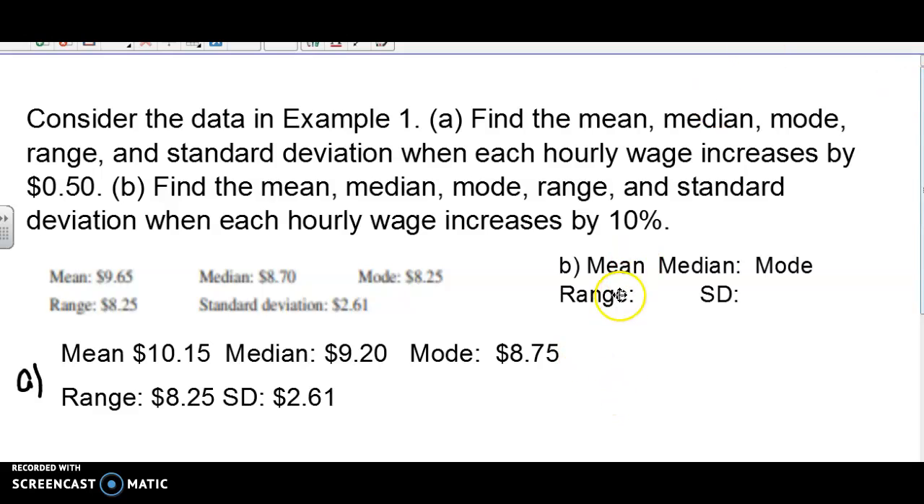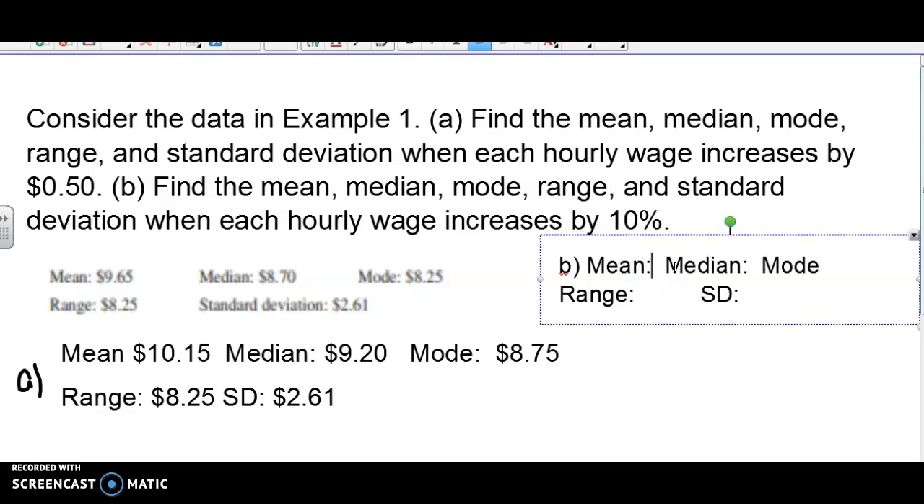Alright, and for B, I'll just put that there. So we have to find the mean, median, mode, range, and standard deviation when each hourly wage is increased by 10%. So when it's multiplied, that means that everything gets multiplied. Since it's increasing by 10%, we can multiply each one of these values by 1.1. That would be increasing it by 10%. If you wanted to, you could multiply it by 0.10 and then add it to the original value. That's another way of doing it, but a faster shortcut is to multiply each by 1.1.